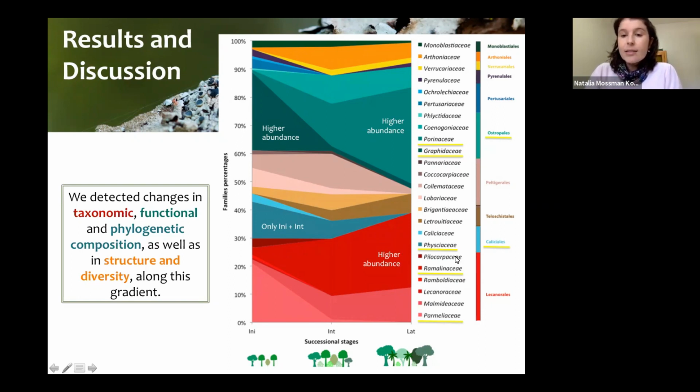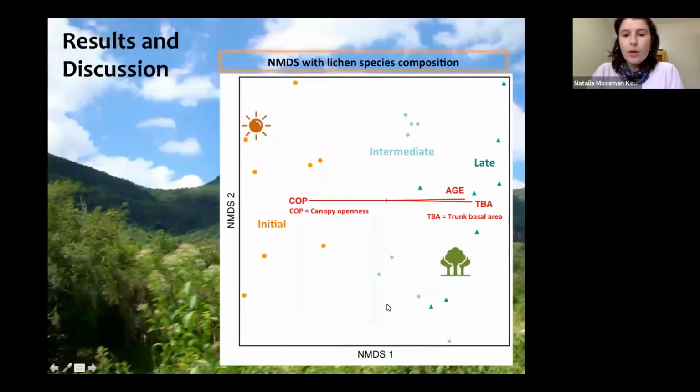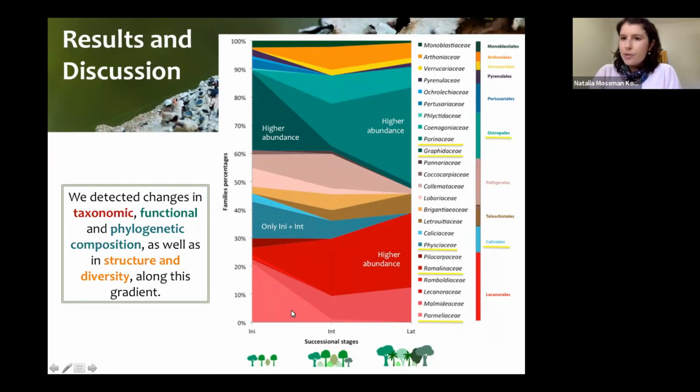In Caliciales, Physciaceae was only found in initial and intermediate stages, and another example in the Lecanorales, Ramalinaceae was found in higher abundance in initial, intermediate, and late stages, while Parmeliaceae was only found in initial stages.